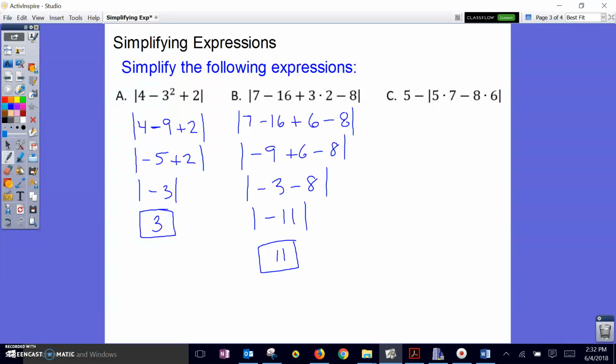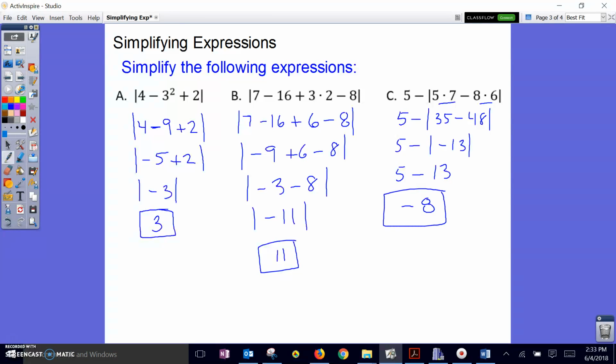All right, on to the last one. We want to do what's inside our grouping symbols first, so again, we start by attacking the absolute value sign. We've got a couple multiplications and a subtraction. We'll do the multiplications from left to right. 5 times 7 is 35. 8 times 6 is 48. Now we'll go ahead and do the subtraction in there. And now we'll use the absolute value. The absolute value of -13 gives us +13. And then 5 minus 13 gives us our final answer.